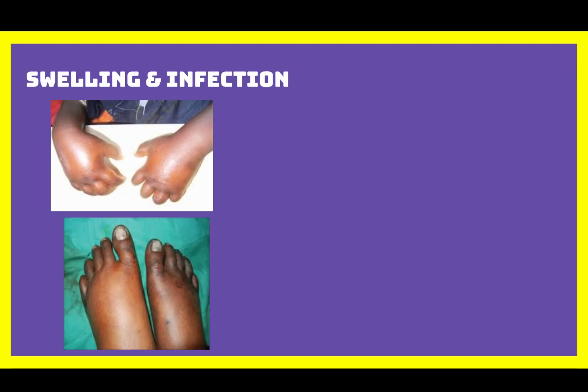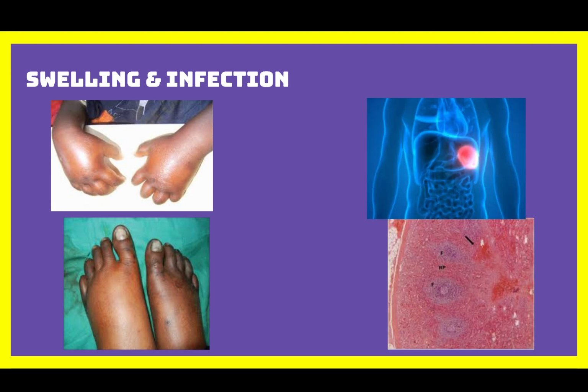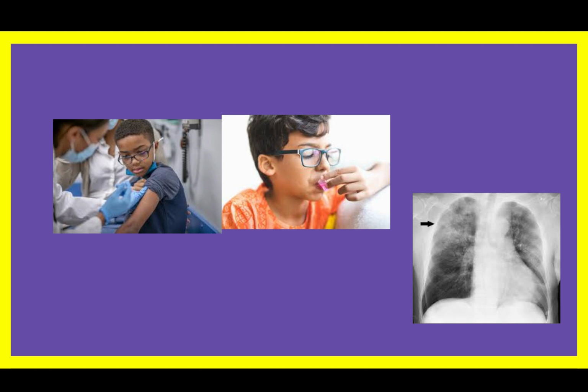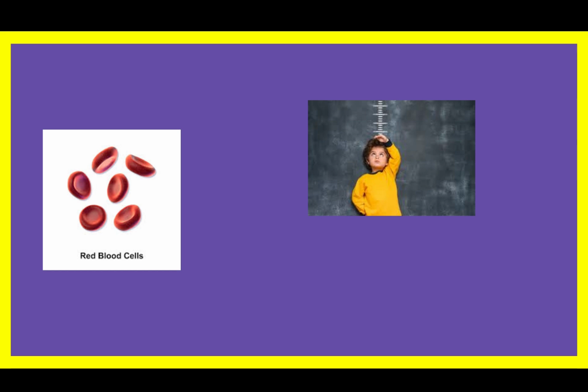Swelling of the hands and feet can occur when sickle red blood cells obstruct circulation in these extremities. Frequent infections are another concern because sickle cells can damage the spleen, an organ crucial for fighting infections. Children with sickle cell disease often receive vaccines and antibiotics to prevent life-threatening infections such as pneumonia. The disease can also impact growth and development.